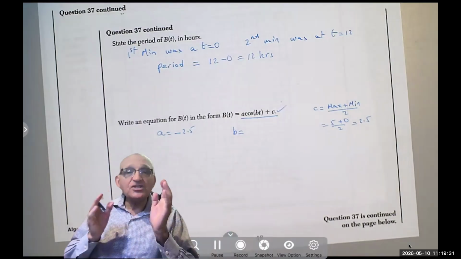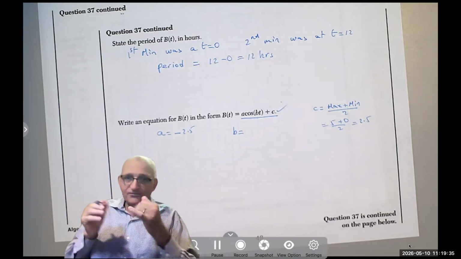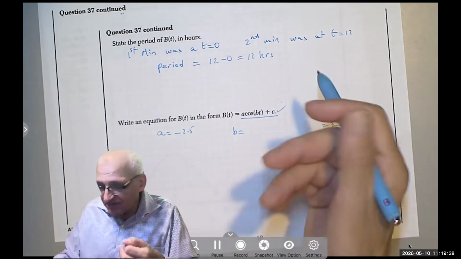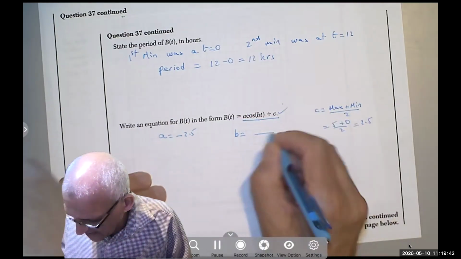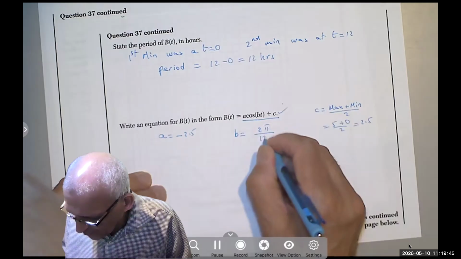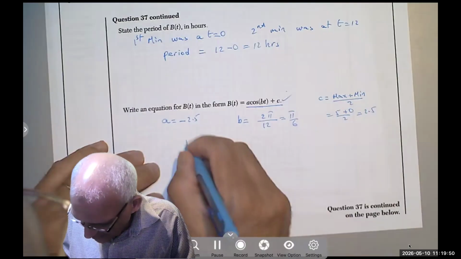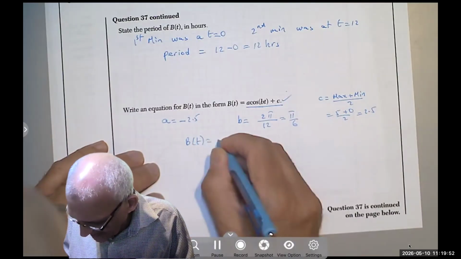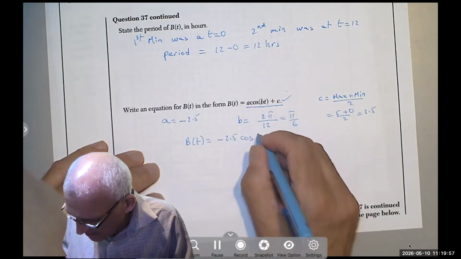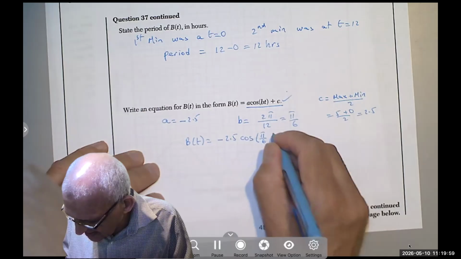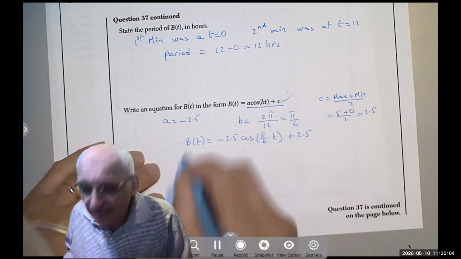Equals the original period of a regular cosine, which is 2 pi for the sine or the cosine. And then you divide that by the period of that particular one. So I say 2 pi over 12, or pi over 6. So now my equation becomes B of t equals -2.5 cosine pi over 6t plus 2.5. And you can check.